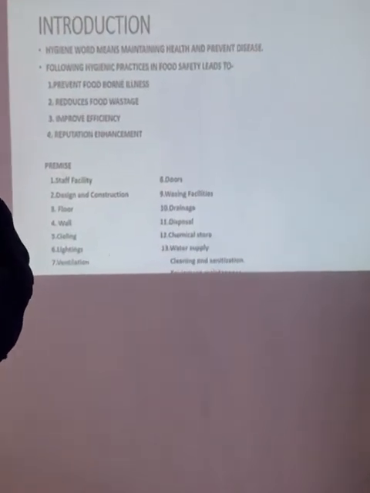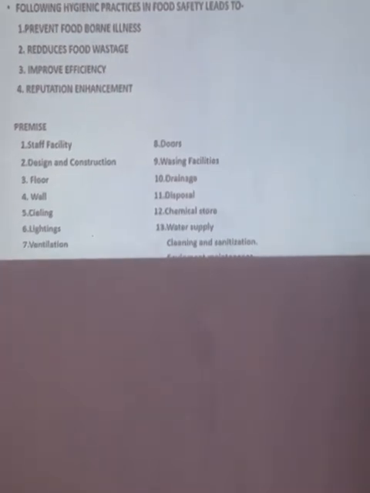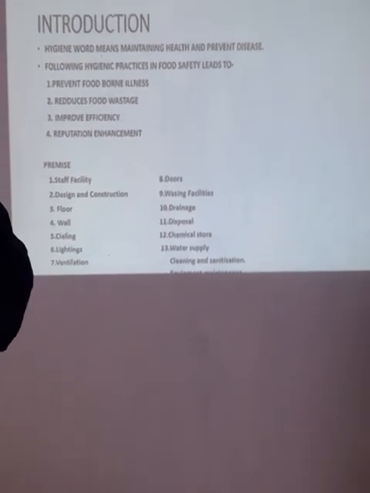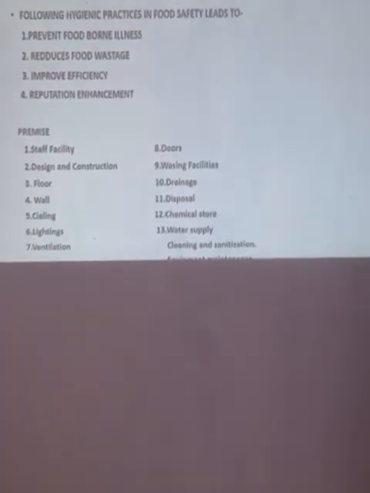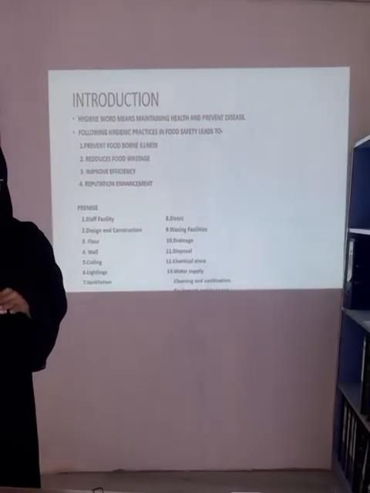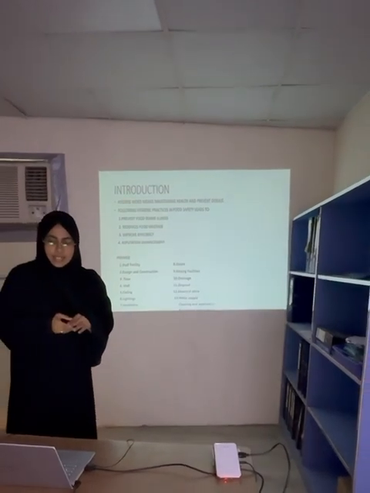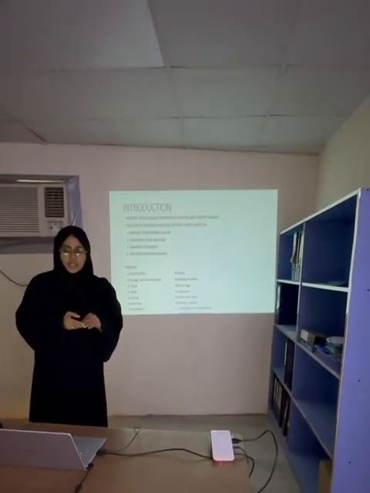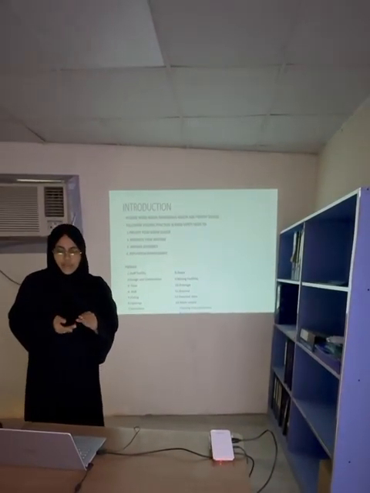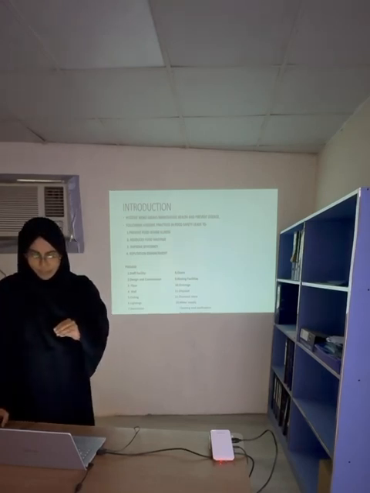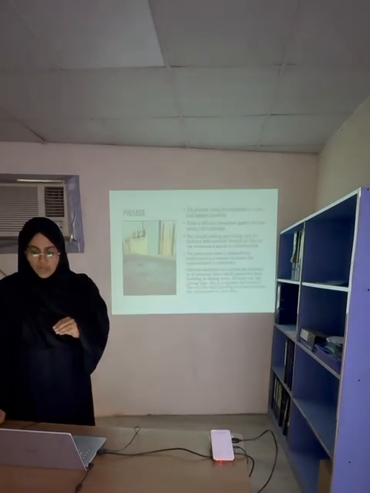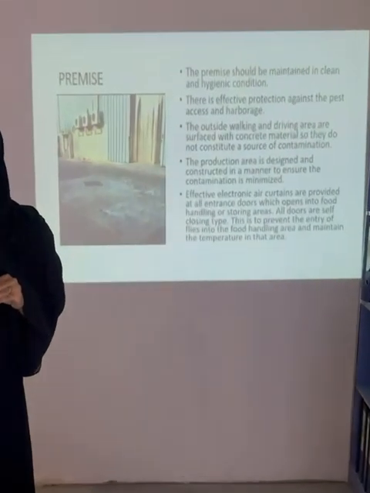While considering construction, we will be discussing each and every point, like the walls, what the wall design is, how the floors should be, how the drainage should be, and the ceilings, lighting, ventilation and doors, washing facilities, drainage, disposal and storage of chemicals, as well as the water supply. So first we will discuss how the premises should be.